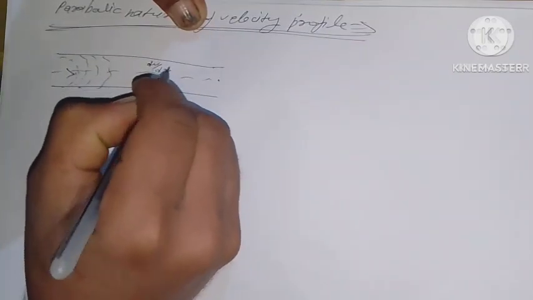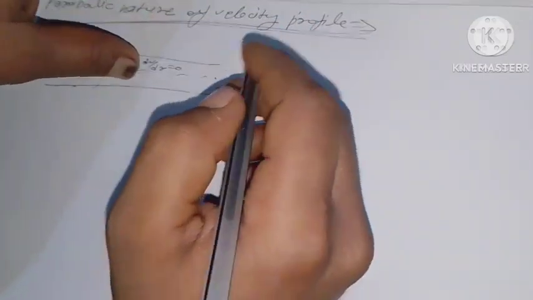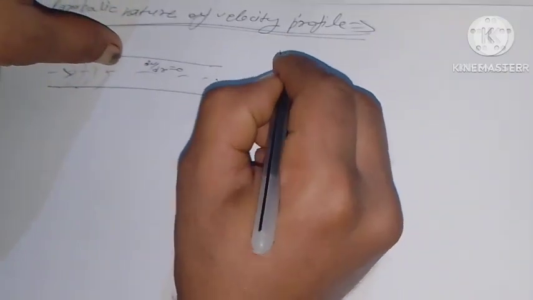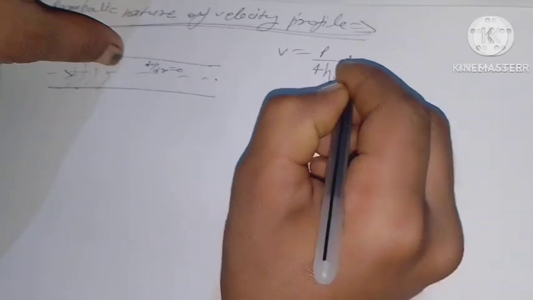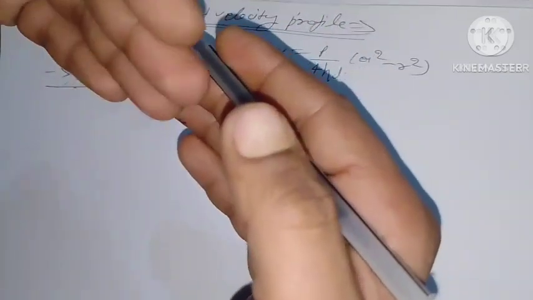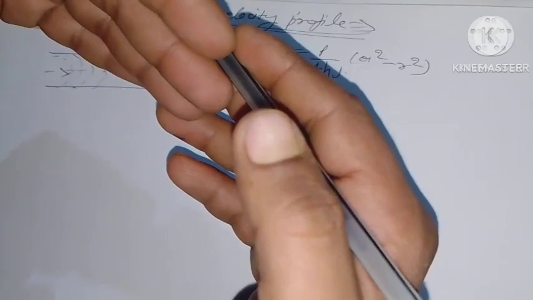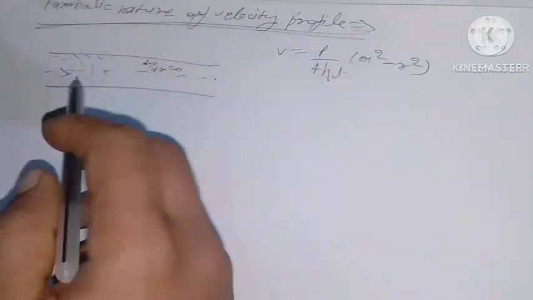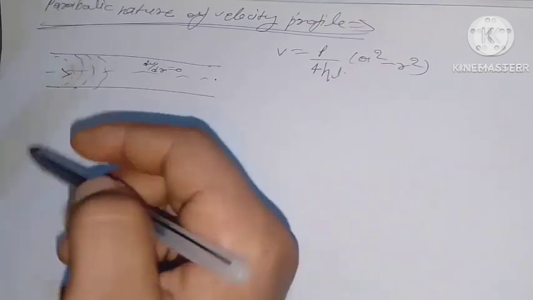dV by dr equal to 0. Okay, the velocity of a liquid flowing through a uniform capillary tube is V equal to P upon 4 eta L times (a square minus r square). So the velocity of flow at a distance r from the axis of the tube through the layer is a parabola. You can see this in the figure. Hence the velocity profile is parabolic in nature.